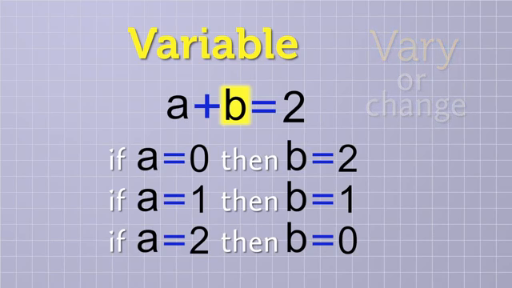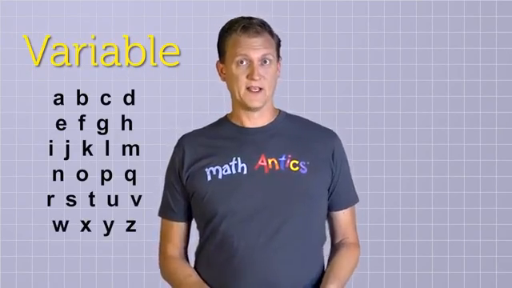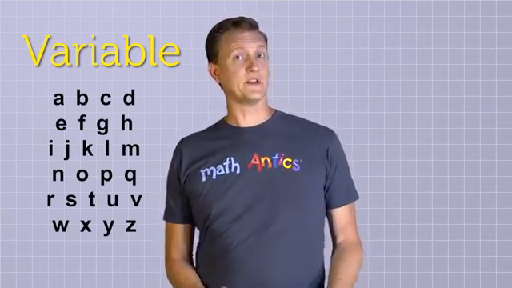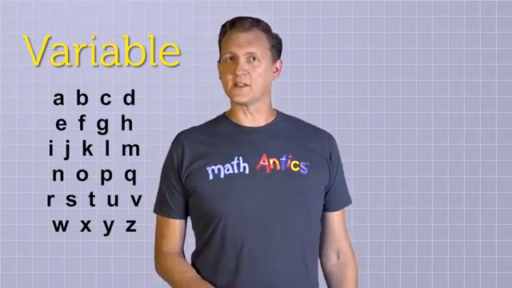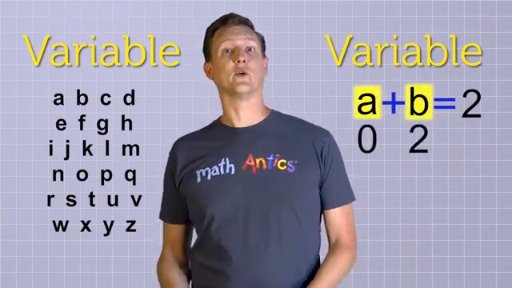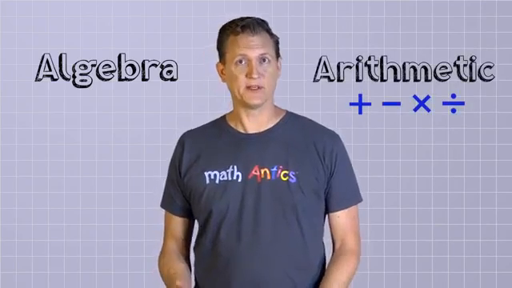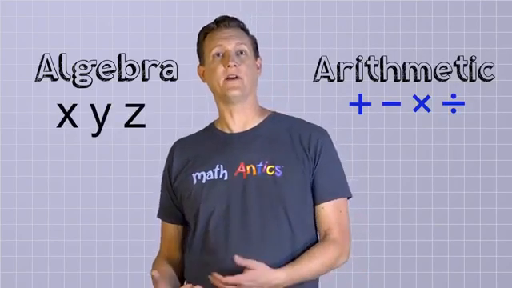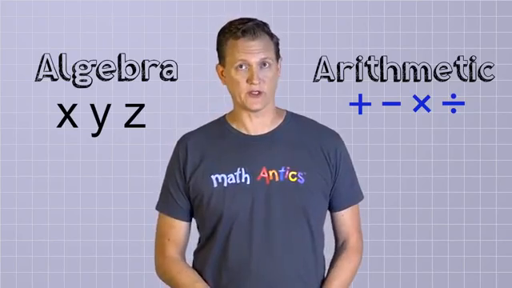In fact, in this equation, both a and b are variables because their values will change depending on the value of each other. Actually, it's really common in algebra to refer to any letter as a variable, since letters can stand for different values in different problems. But at Math Antics, we'll usually just use the word variable when we're talking about values that can change or vary in the same problem. All right, so far we've learned that algebra is a lot like arithmetic, but that it includes unknown values and variables that we can solve for in equations.